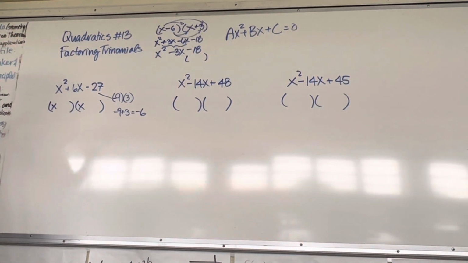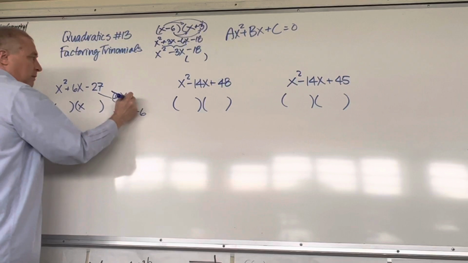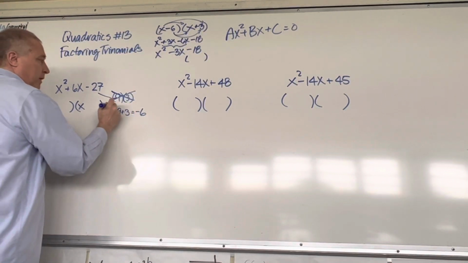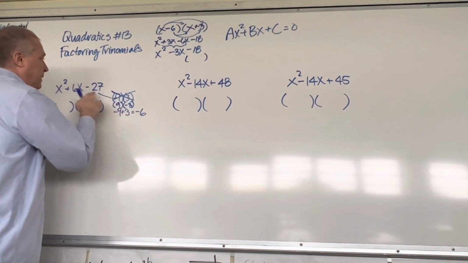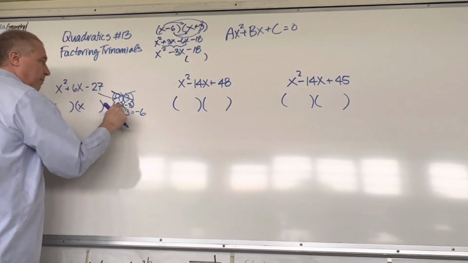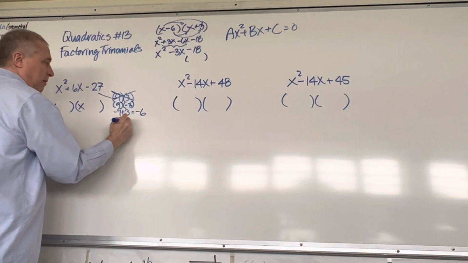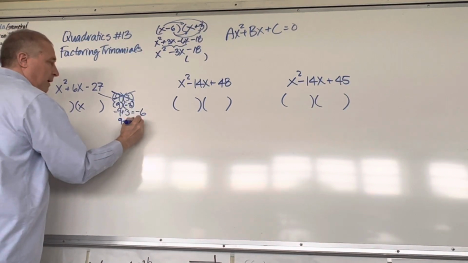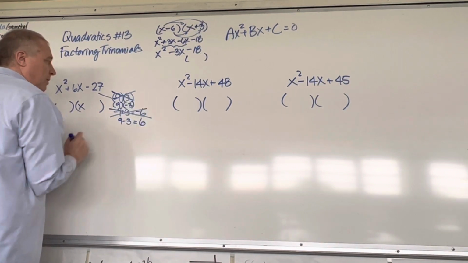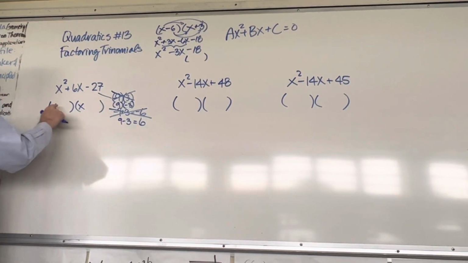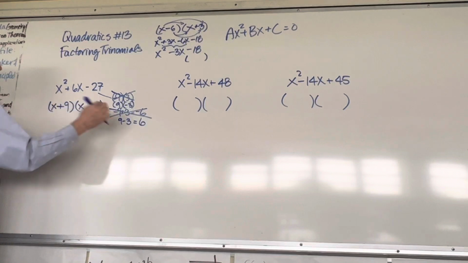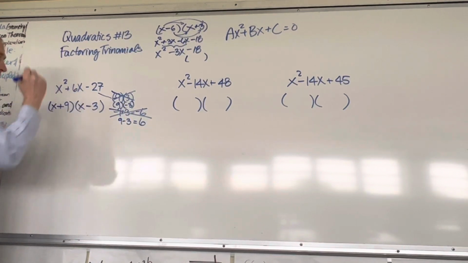Make the 3 negative? So reverse this. I don't like that because it doesn't work. But if I had a positive 9 times a negative 3, that would still be negative 27, check. But when I added 9 minus 3, I would get a positive 6. So this is out, and I'm switching this. Now once I've got that, all I have to do is say positive 9 and negative 3, and I'm done.